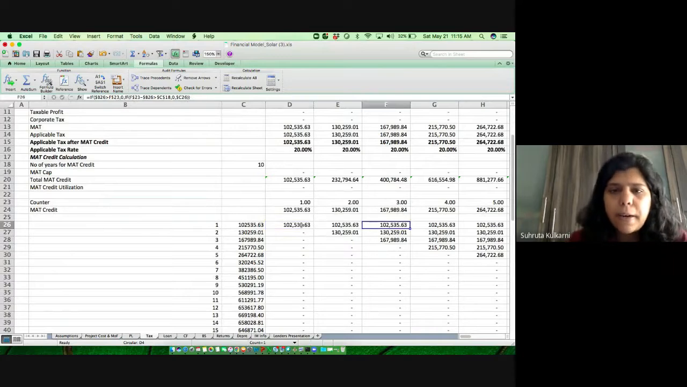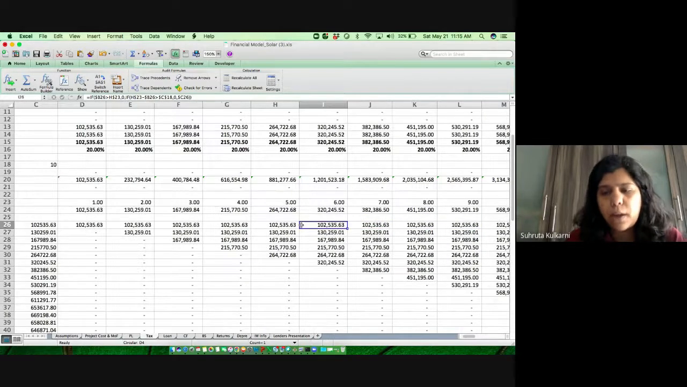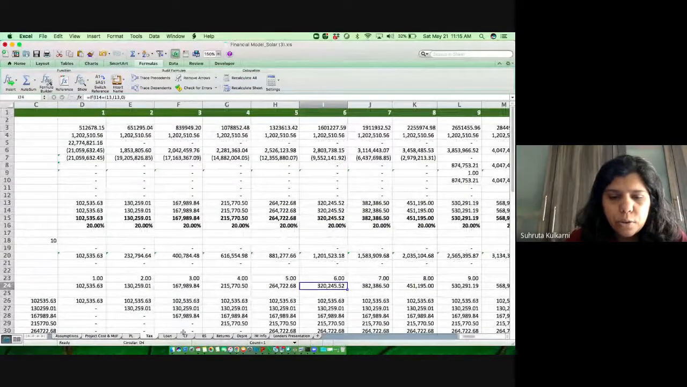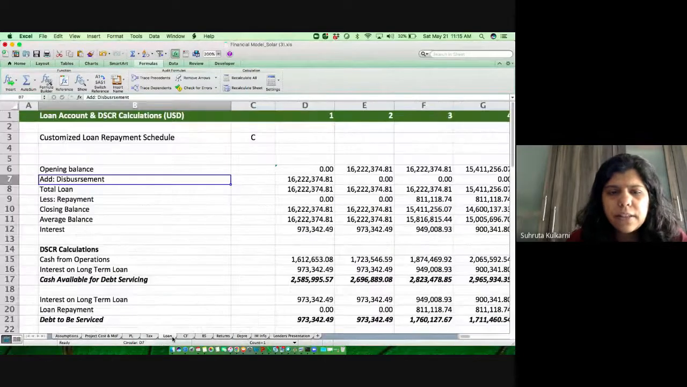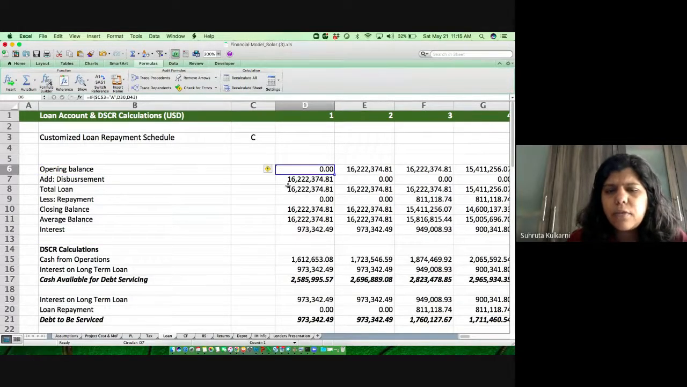Am I eligible to pay tax? If I am eligible, then how much credit can I avail, and hence how much tax do I have to actually pay out? This is the entire tax sheet, and how it works. I've taken you through depreciation, tax, and loan. I will just quickly run through it. It is pretty simple. What's the opening balance? How much are you paying every year? What is the balance amount and what is the interest for that specific year?